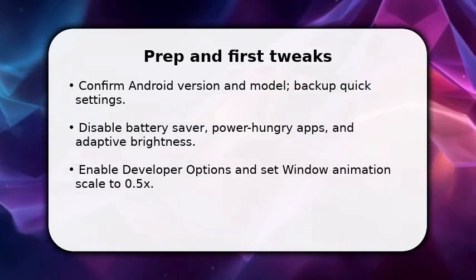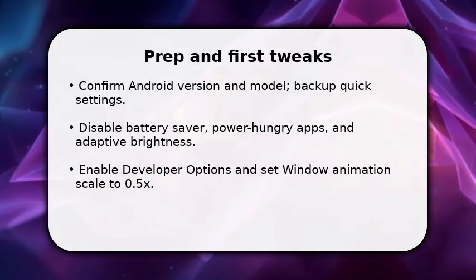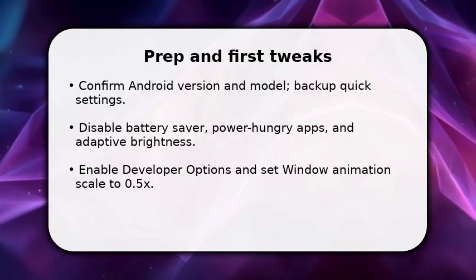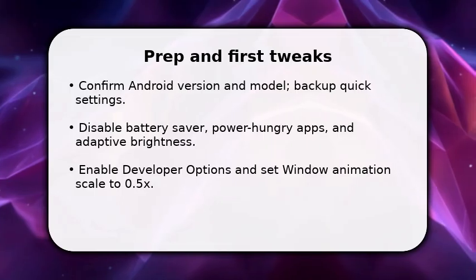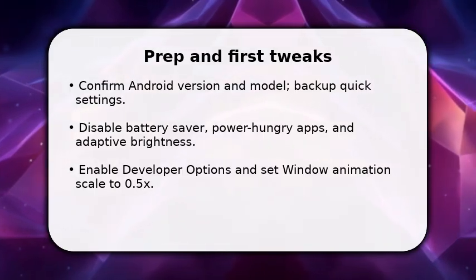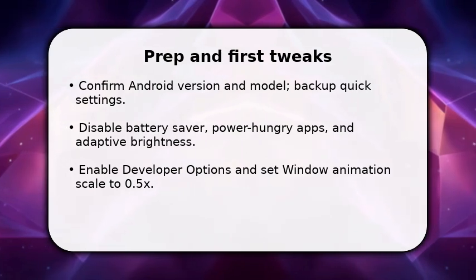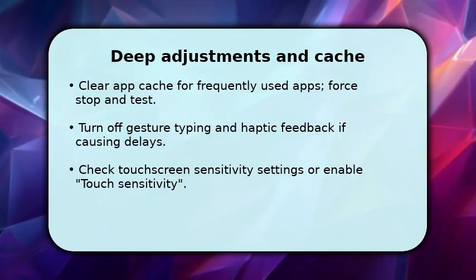Next, enable developer options by tapping build number 7 times, then open it and set window and transition animation scales to 0.5x. These first tweaks reduce input lag by cutting animation overhead and freeing CPU cycles, making touch feel more immediate right away. Once done with animations, clear cache for the apps you use most.